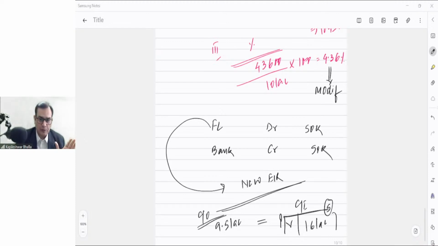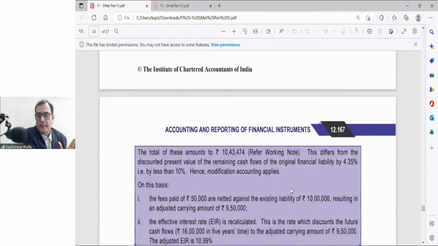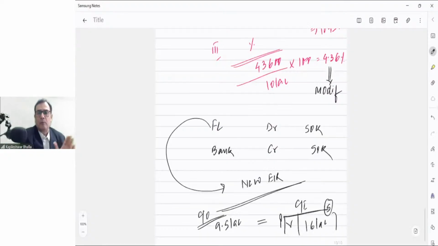I'm not doing that calculation, but if you do the interpolation, use a hit and trial technique, you're going to get an effective rate of interest at 10.99%. So by applying a hit and trial technique, we'll be able to get that at 10.99%, the present value of 16 lakhs will equal 9.5 lakhs. Thereafter, after this entry, the financial liability to bank will now be carried at amortized cost accounting, where the unwinding of the finance charge will take place at the rate of 10.99%. So that becomes a pretty simple and straight accounting.